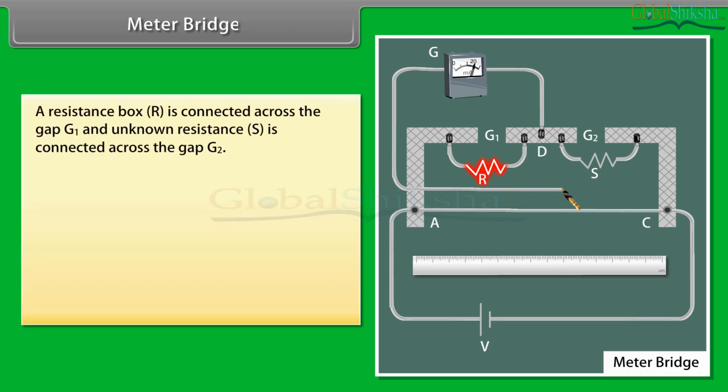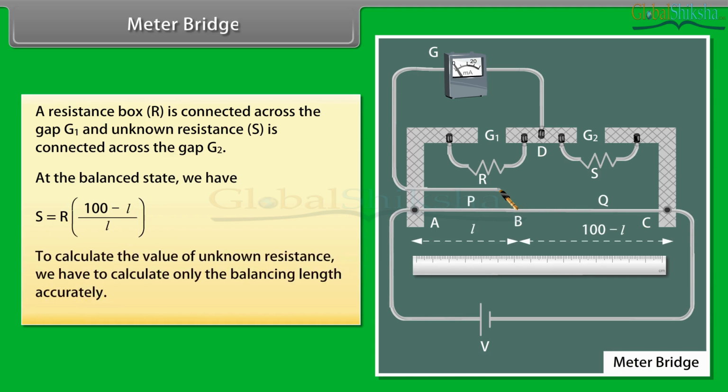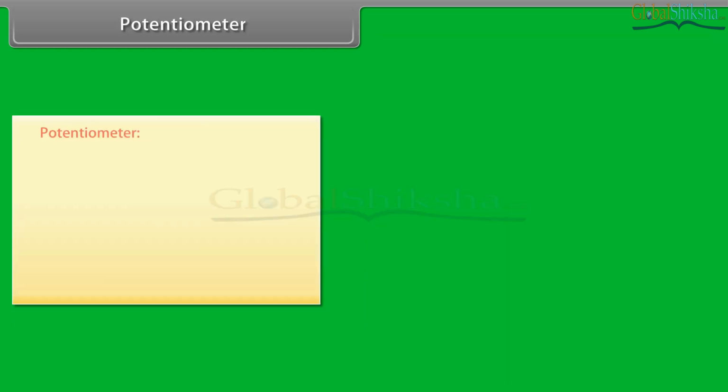A resistance box is connected across the gap G1 and unknown resistance is connected across the gap G2. At the balanced state, we have S is equal to the product of R and (100 minus L) upon L. To calculate the value of unknown resistance, we have to calculate only the balancing length accurately.